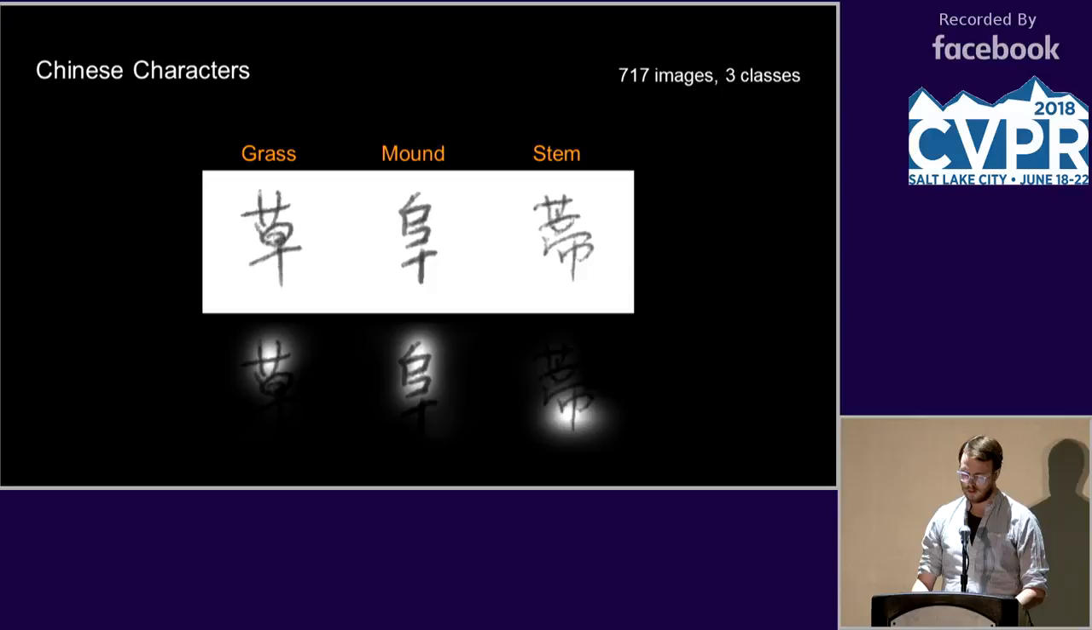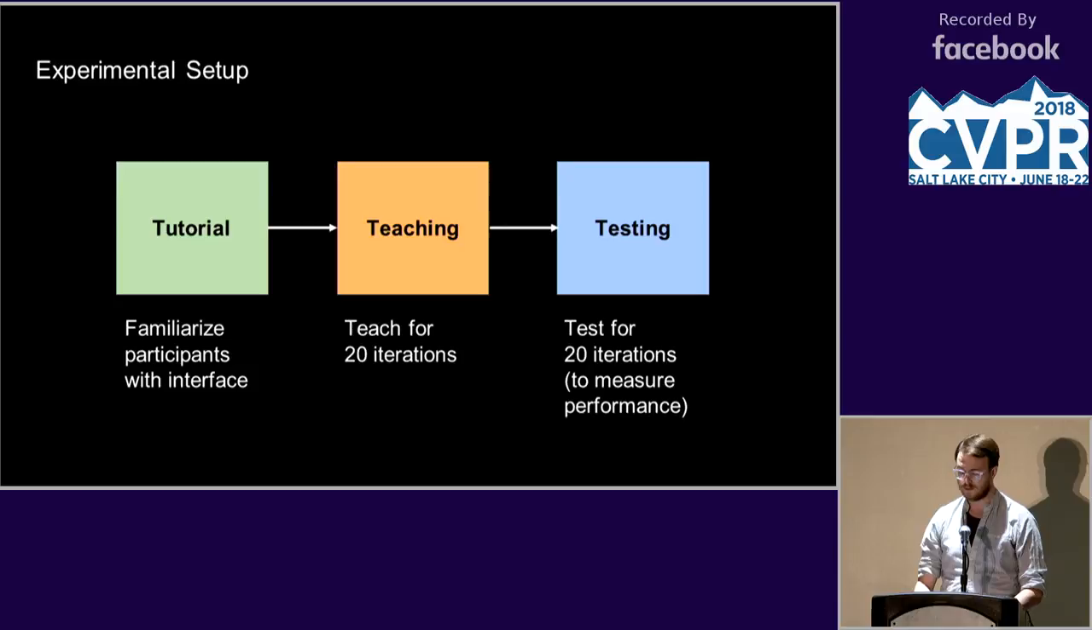For our experiments, participants first performed a brief tutorial to familiarize themselves with the teaching interface. Then they were shown a sequence of teaching images, and for each image, they were asked which category it belonged to. Feedback was given in the form of the correct class label, along with a visual explanation. After teaching, they were evaluated on a held-out test set.